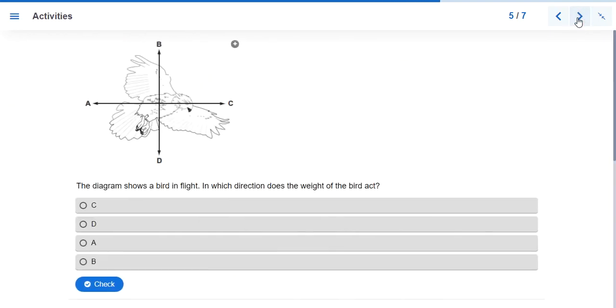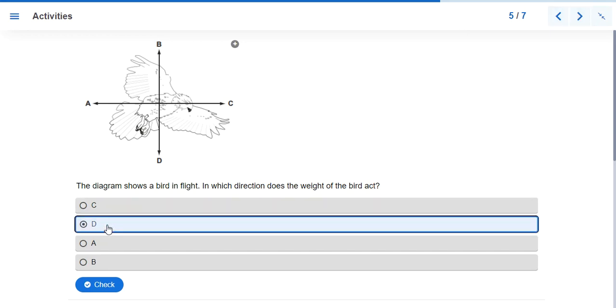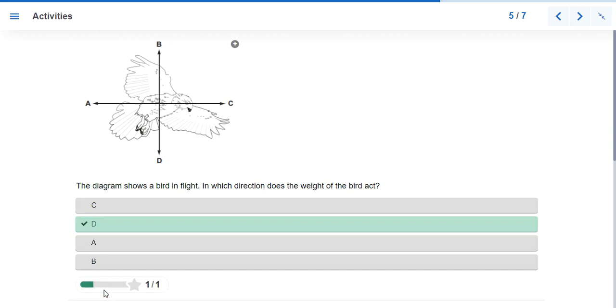Now, let's deal with this activity. The diagram shows a bird in flight. In which direction does the weight of the bird act? Like we made mention earlier in our previous interaction, the weight of any object will always act downwards. So D would be appropriate. Let's check. Correct.